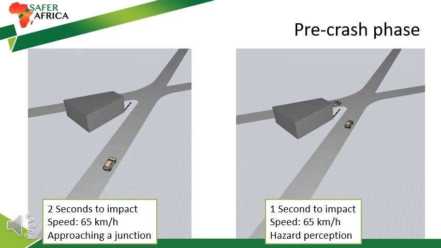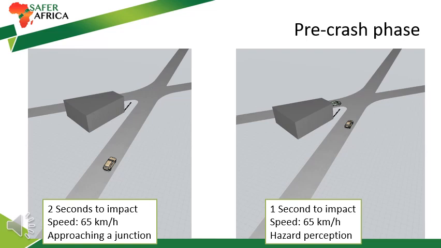Two seconds to impact, a driver is proceeding at 65 kilometers per hour on a priority road. He's approaching an intersection with obstructed view on his left side. He cannot see an oncoming vehicle on the cross street. So the driver will continue at the constant speed without evasive maneuver.